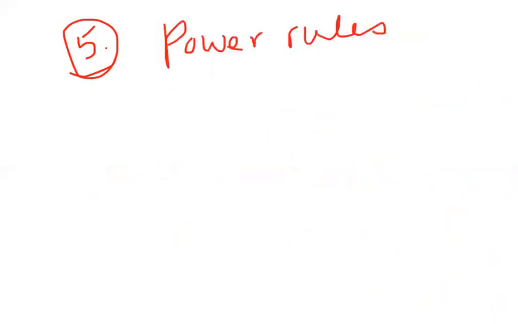And then last but not least, rule number 5. Now, rule number 5, this is where we have the power rules. This is where you have a power within a power. So for these, I like to tell students to use the distributive property.